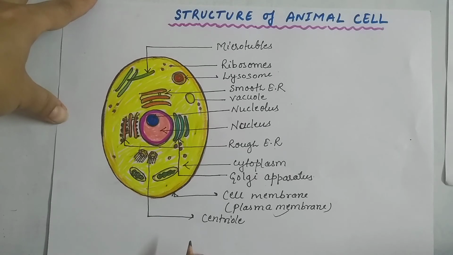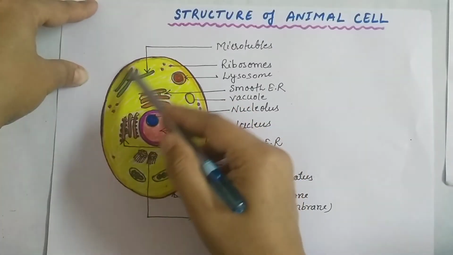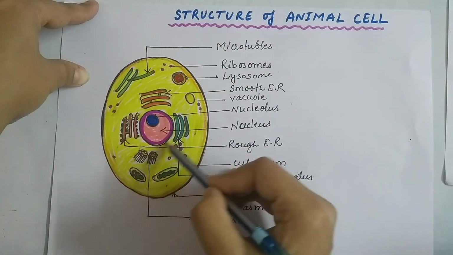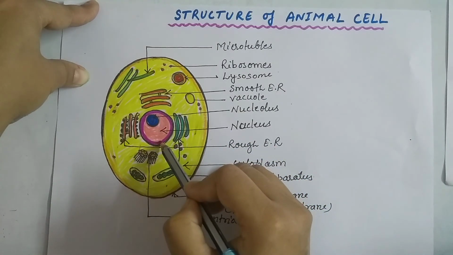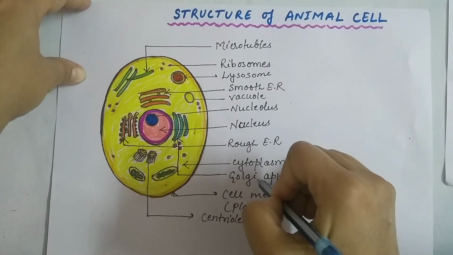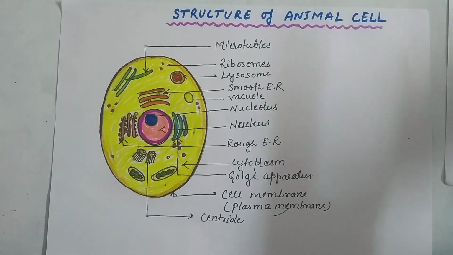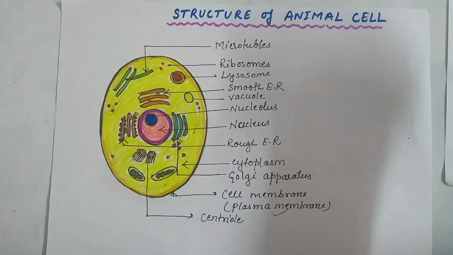So we understood what the structure of the cell is. The structure of the cell means it has an outer membrane. There is a nucleus in the center, which is the controlling part of the cell, and different types of organelles are there. So this is the basic structure of the plant and animal cell. Now we will study, one by one, the function of each and every part of the cell.